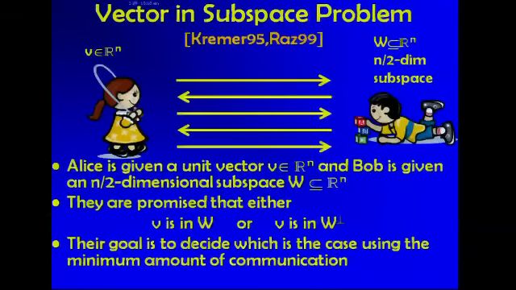So Alice has as input a unit vector V in n dimensions. And Bob has as input a subspace W of dimension n/2. And there's a promise, so these inputs are chosen from a certain set, and the promise is that Alice's vector V either lies completely inside the subspace, or it's orthogonal to the subspace. So V is either in W or orthogonal to W, and they need to decide which is the case. How would you solve that?